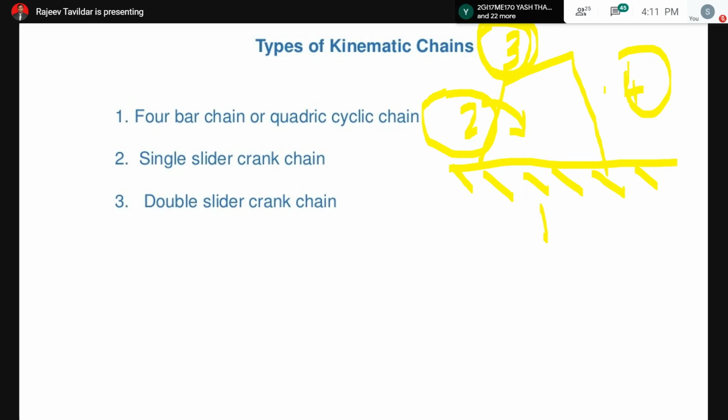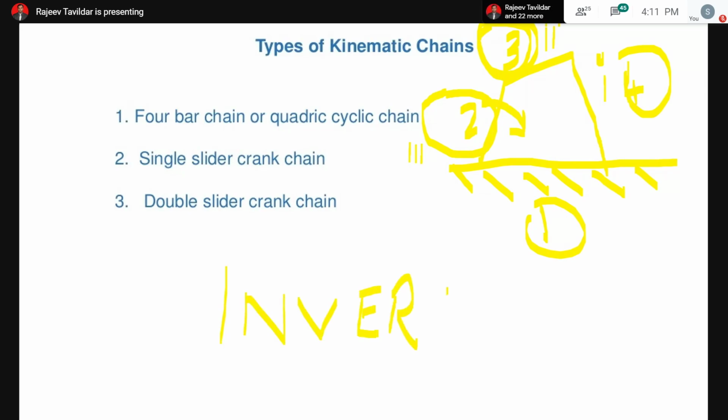So what it means is, for a given 4-bar chain, I can obtain 3 different options of motion. That is, I can keep on changing the fixed link. Instead of 1, the first option is I will fix link 4. The second option is I will fix link 3. The third option is I'm going to fix link 2. So I can get 3 options here. This process of fixing the other links, each one at a time, and obtaining the mechanism, that is known as inversion.